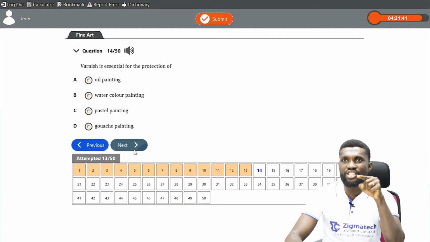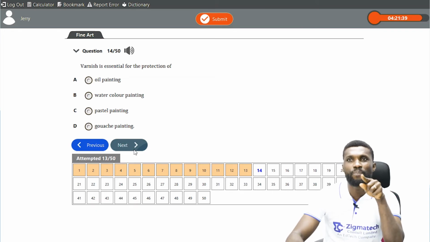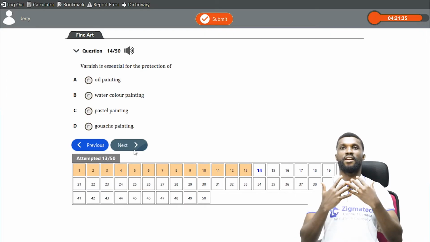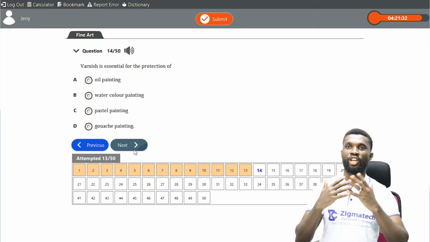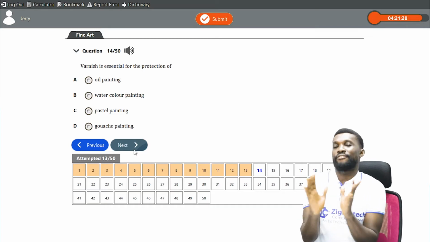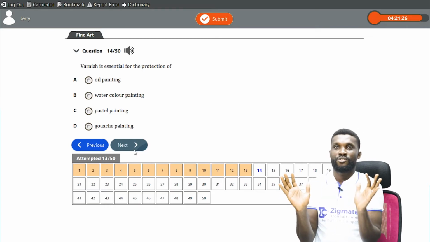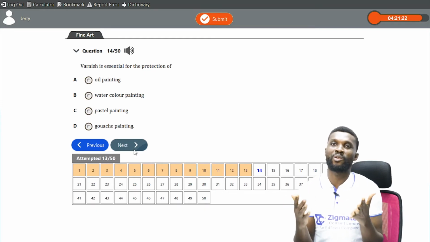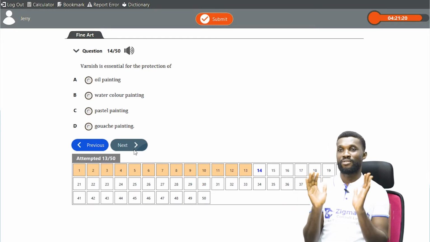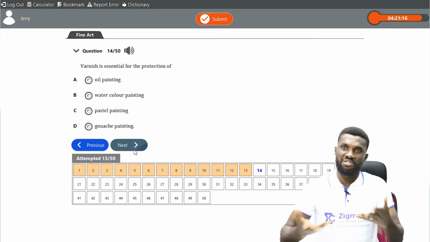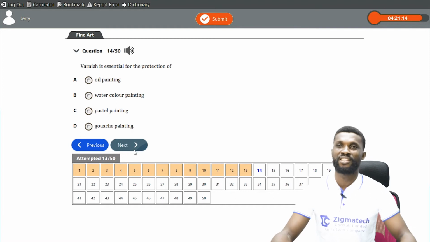They say varnish is essential for the protection of dash. Now, first, what is varnish? Imagine a beautiful girl. I want to explain exactly what varnish is. After taking her bath, she just wore her clothes and then she came out. You appreciate her? Yes, we might just appreciate her natural beauty.